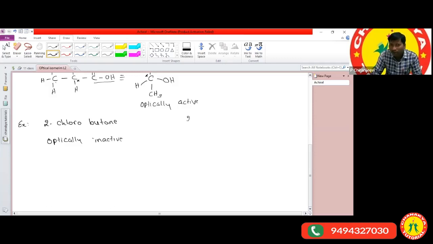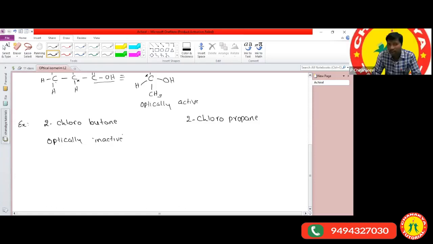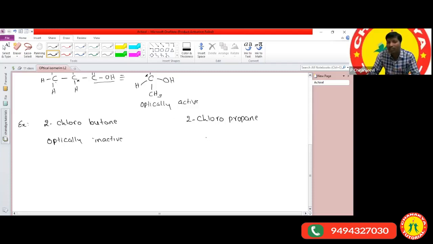And 2-chloropropane, same question. Is 2-chloropropane optically active or optically inactive? Come on, Anjan, Samhita, Aditi, Sai Akshit. Sir, it's inactive because it has two methyl groups, CH3, on both the sides. Right, you are telling that 2-chloropropane is optically inactive. Is it right? Yes, sir, because it has two methyl groups on either side. Exactly, Aditi. Whatever you said is correct.